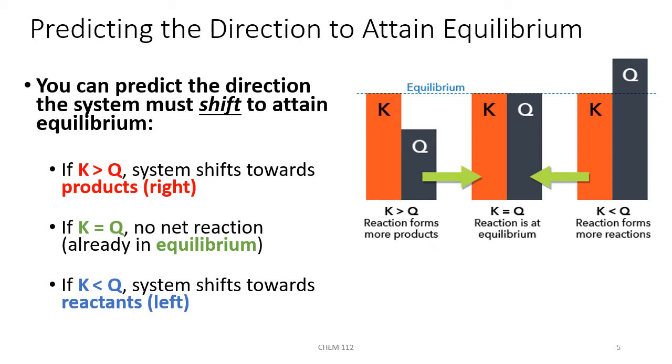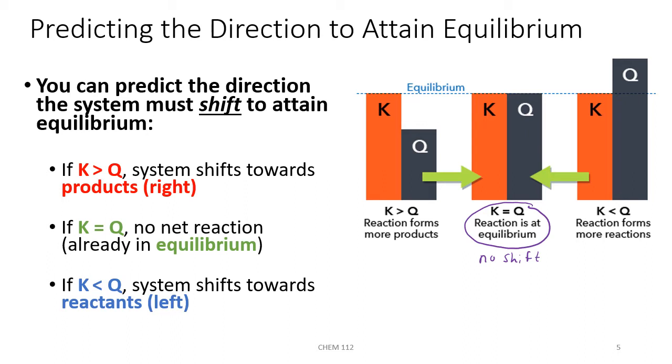We can use the value of K sub P and K sub C with the value of the reaction quotient in order to predict the direction that the system must shift to attain equilibrium. One of three things could happen. We could calculate Q, and it could be exactly equal to K. If that's the case, the reaction is already in equilibrium because Q and K are the same. No shift would occur.